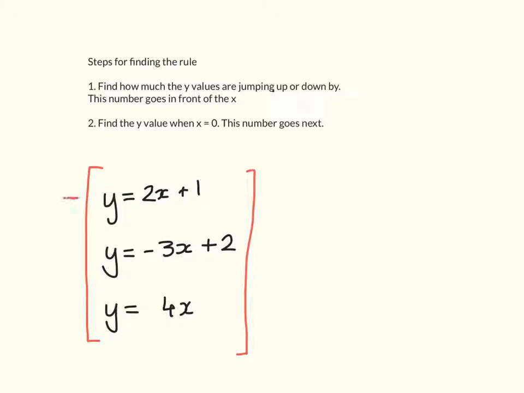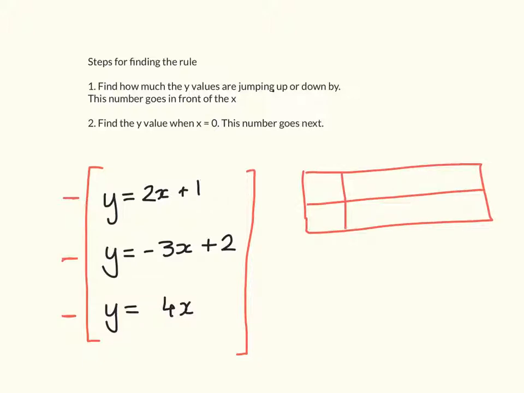My first one, y equals 2 lots of x plus 1. My second one, just slightly different, y equals negative 3 lots of x plus 2. And the third one, y equals 4x. And we know that we can draw up a table of values. Remembering a table of values looks like this. So it's a table where we've got x and y. 0, 1, 2, 3, and we can use our rule to fill in the table of values.